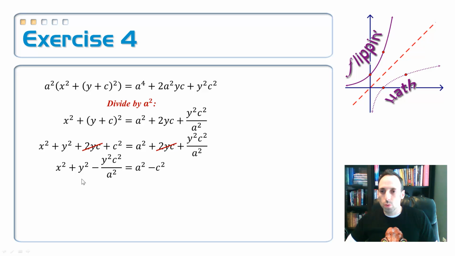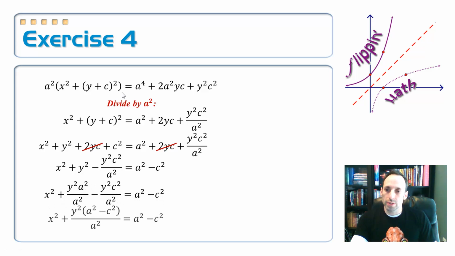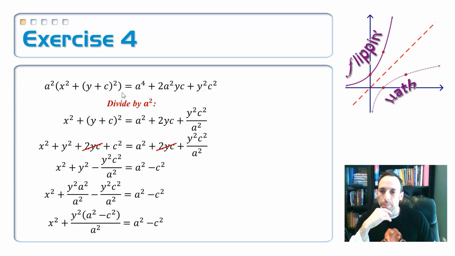Now with the y squareds I have a pair of them. I need to get a common denominator between those two terms so that I can simplify that term. So the common denominator obviously is going to be a squared. So if I multiply the top and the bottom of that term by a squared, I have a common denominator. Okay, so now I can factor out a y squared from these two terms, and across the top it's going to be y squared times a squared minus c squared.